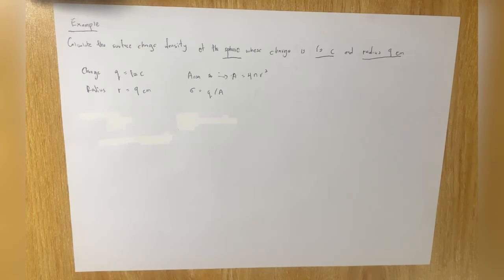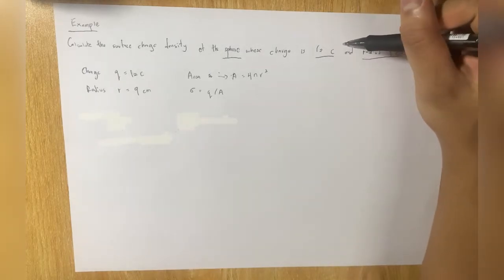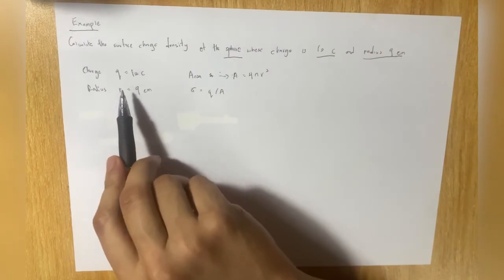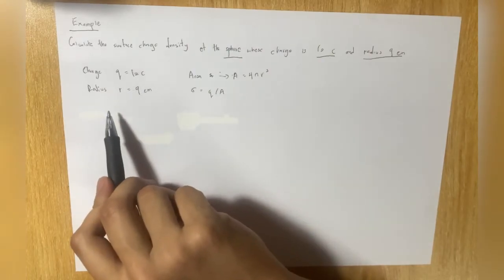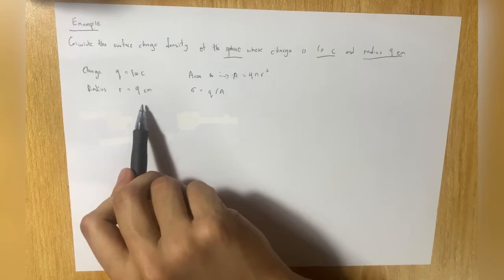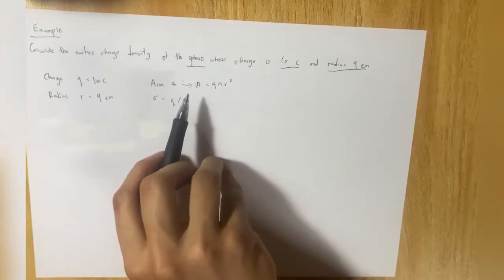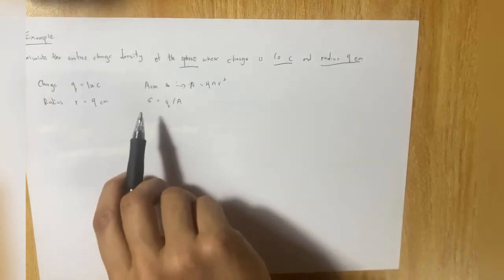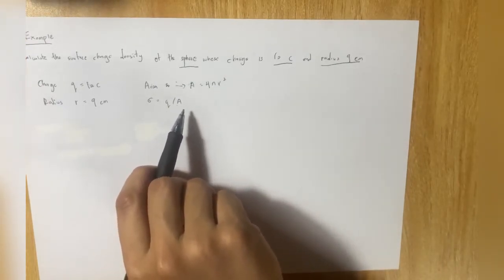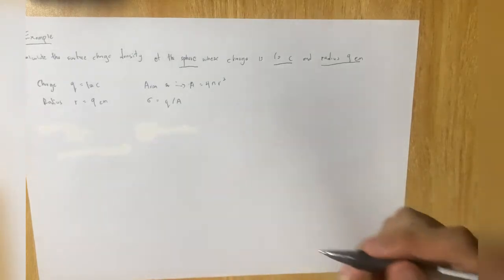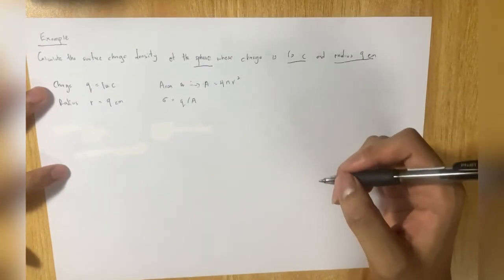The question is, calculate the surface charge density of the sphere whose charge is 12 C and the radius is 9 cm. We list out all the information given. The charge Q is 12 C and the radius is 9 cm. The area of a sphere is 4 pi r squared, and sigma is the charge divided by the area. Okay, let's calculate.